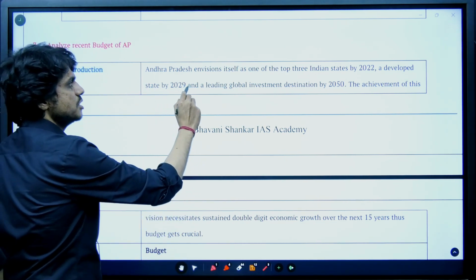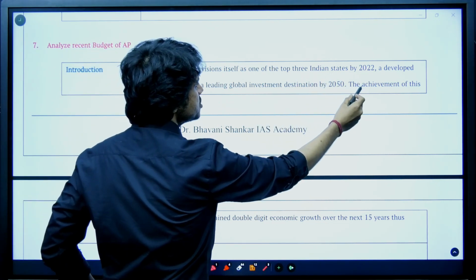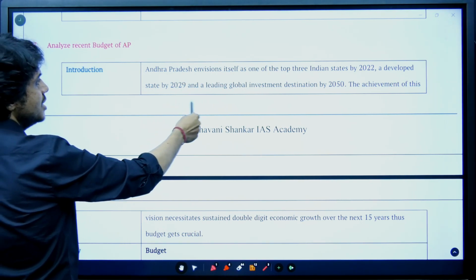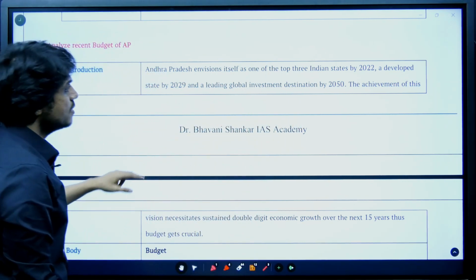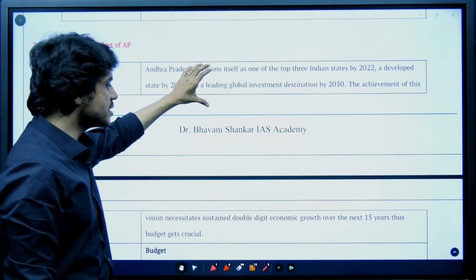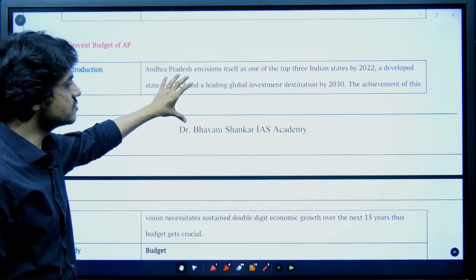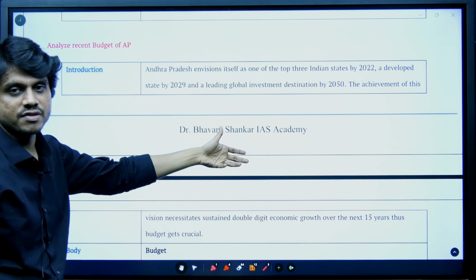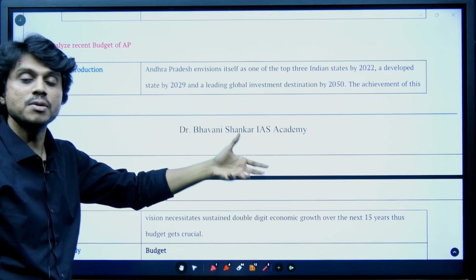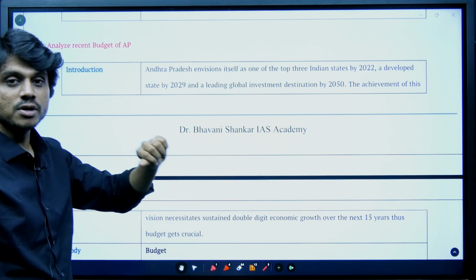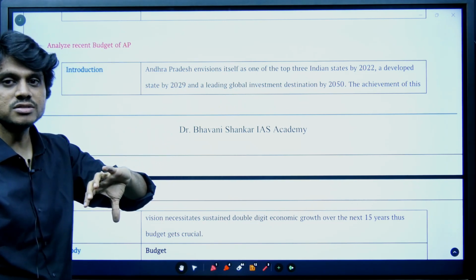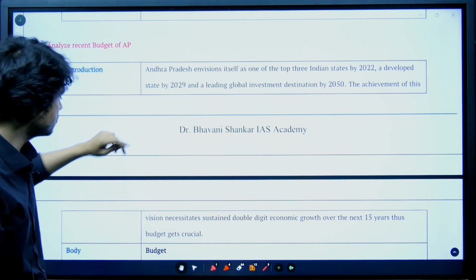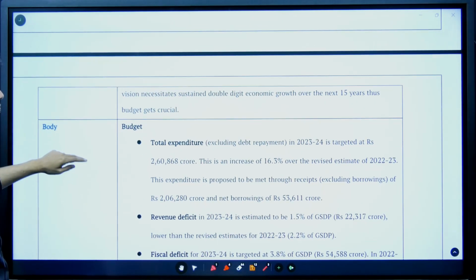Andhra Pradesh envisions itself as one of the top 3 Indian states by 2022 and a developed state by 2029 and a leading global investment destination by 2050. Now these are the bigger targets the government has, right? Because of this, what kind of expenditure the government is having, what kind of revenues, and the focus of the government becomes crucial. So in this context, the AP government's budget will provide us the direction in which the government is moving. So the budget of Andhra Pradesh becomes very important.